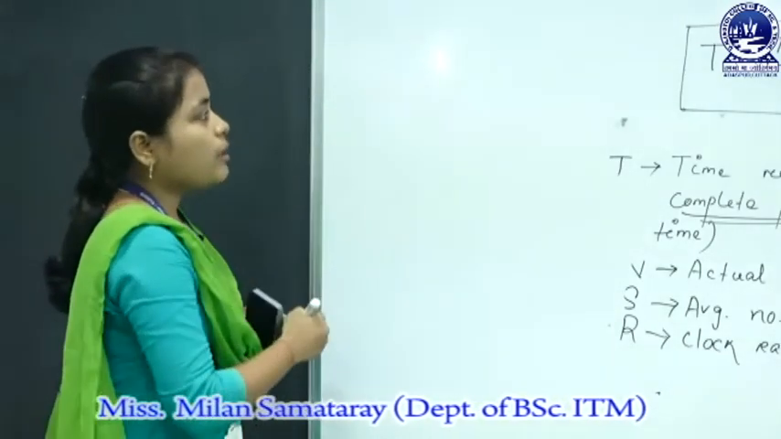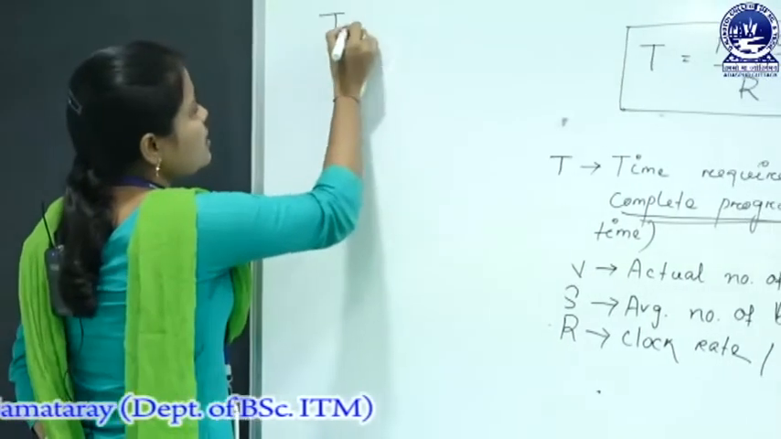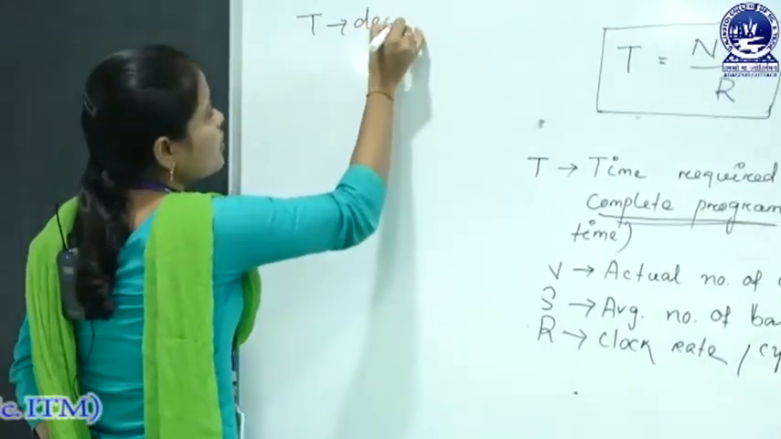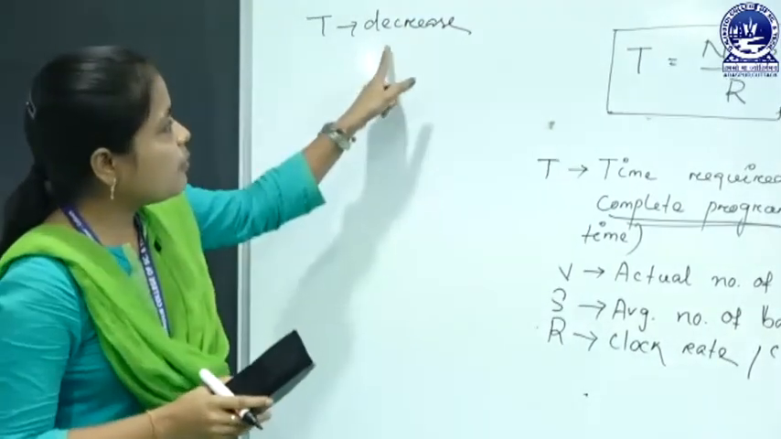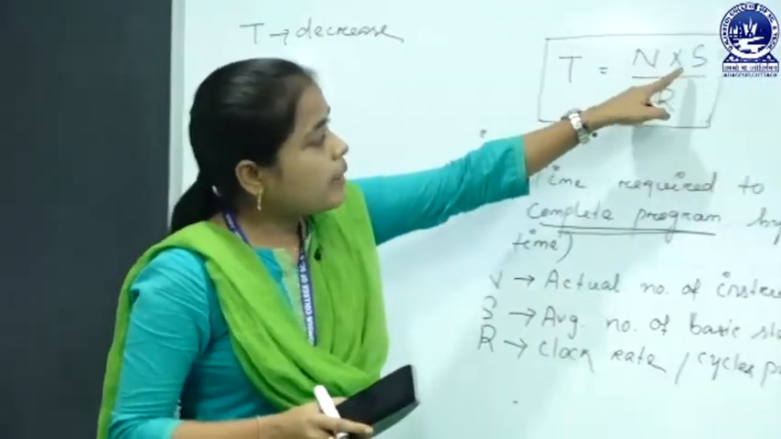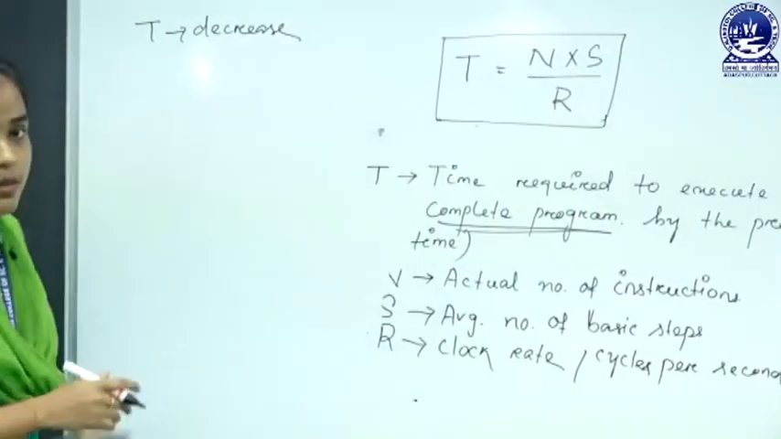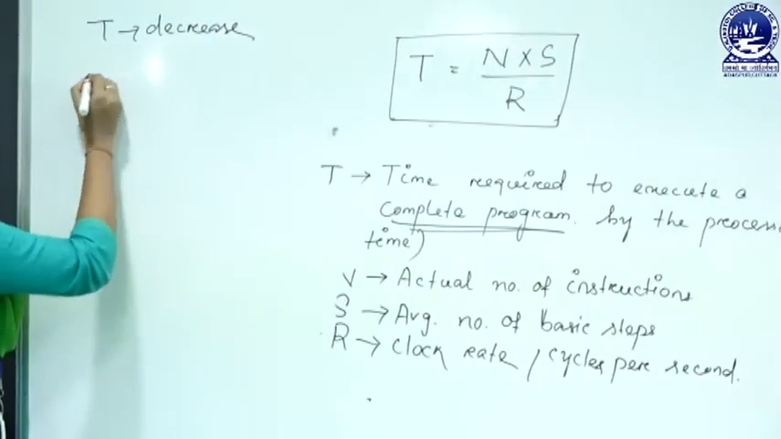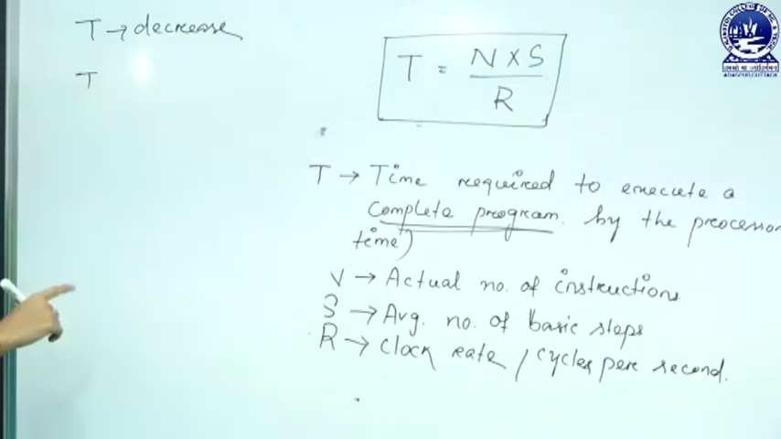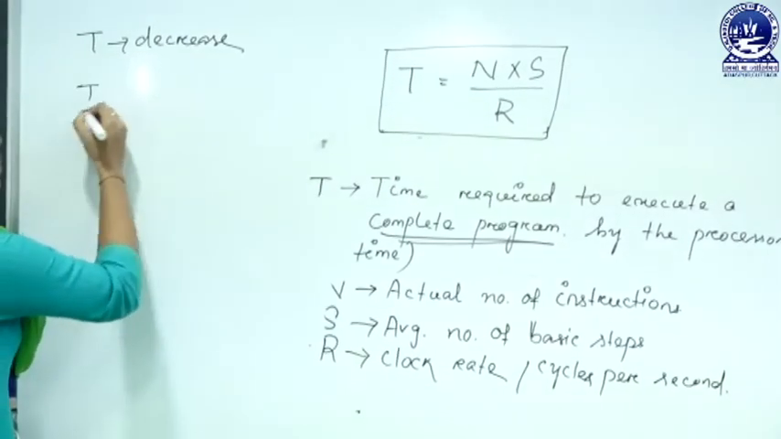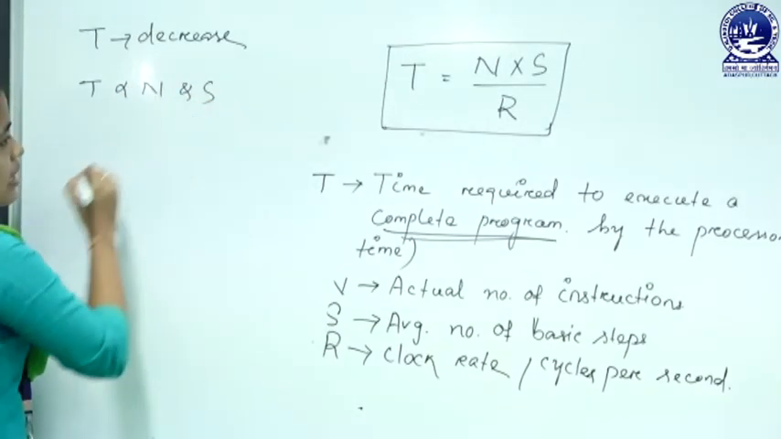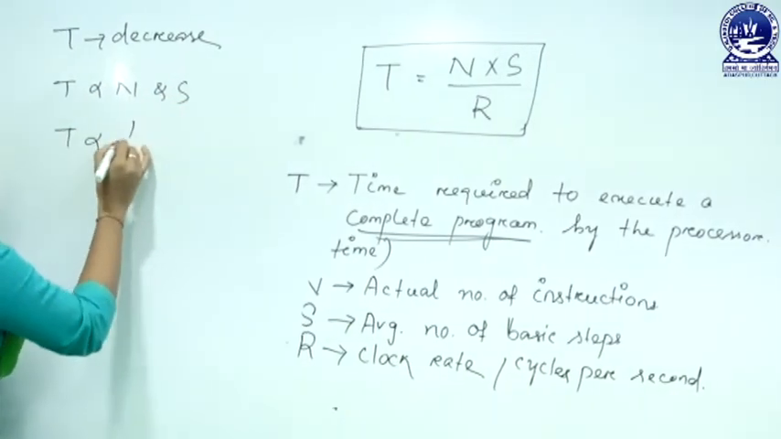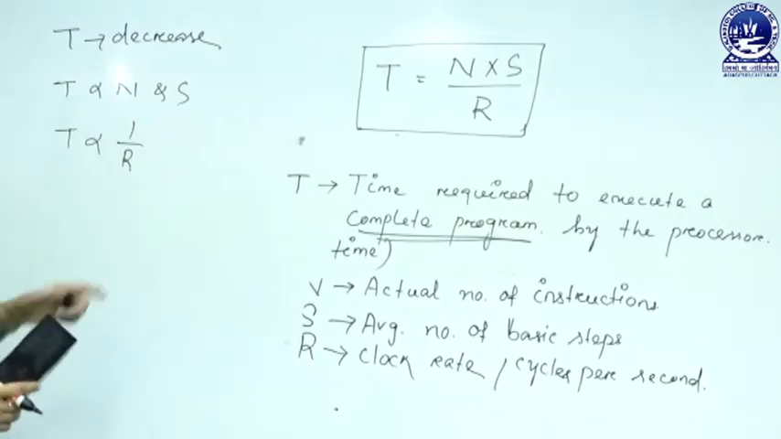So, what we have to do? We have to decrease the value of T. Okay. So, to decrease the value of T, what will be the value of N, S and R? What will we do with this? As you can see in the basic performance equation, T is directly proportional to N and S and it is inversely proportional to R.